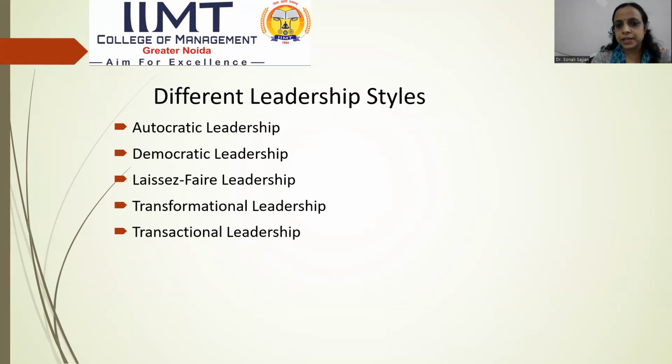The different leadership styles are divided into mainly 5 categories, that is autocratic leadership, democratic leadership, laissez-faire leadership, transformational leadership, and transactional leadership. Apart from this, servant leadership is also part of the styles. So we go through them one by one.